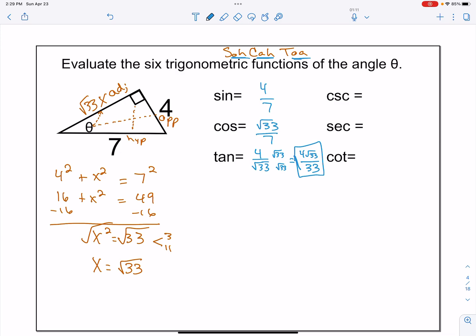Okay, so the and friends part, we need to do the reciprocals.